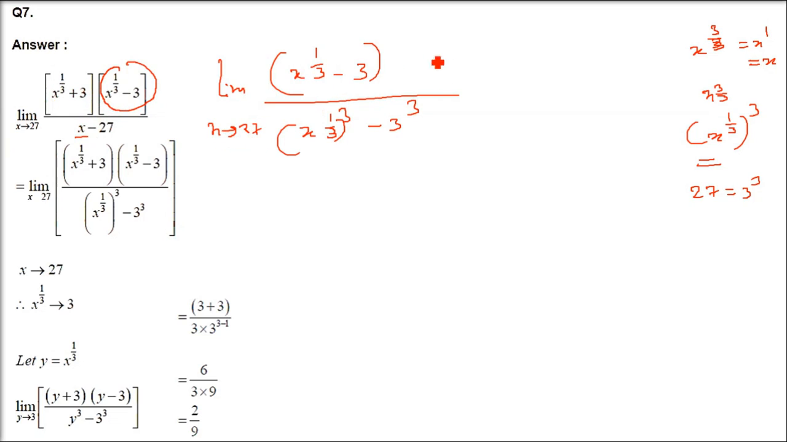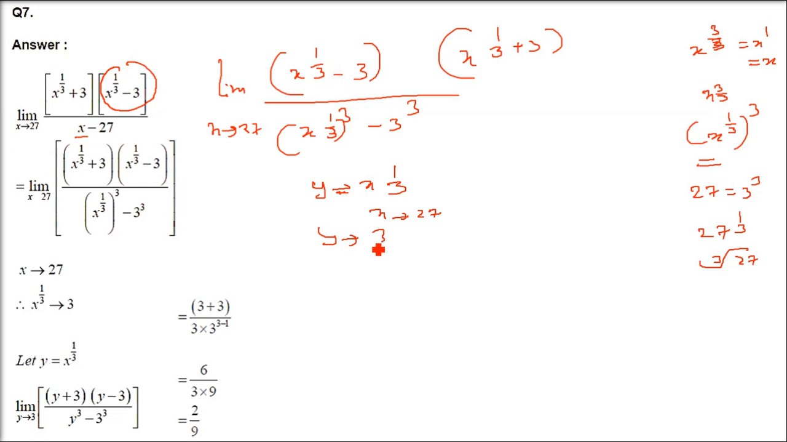Right? So x to the power 1 by 3 plus 3 we can deal with separately because it is not affecting anything. Now x tends to 27, and x to the power 1 by 3 has some power. We cannot put x to the power 1 by 3 directly, so we assume it to be y. So when x tends to 27, y tends to 27 raised to 1 by 3, that is 3. So now y tends to 3, we have changed the limit. x to the power 1 by 3 we have assumed to be y.